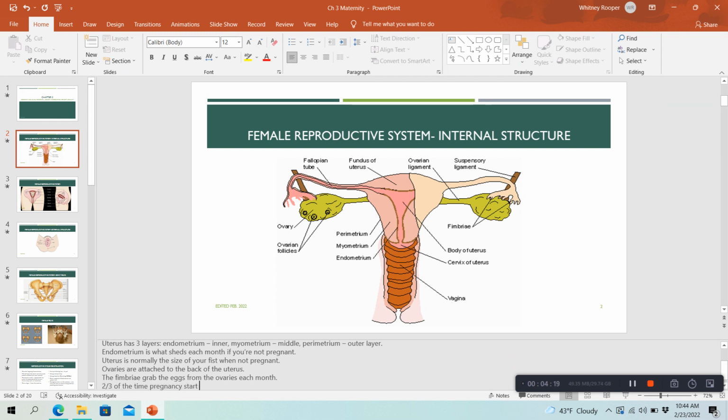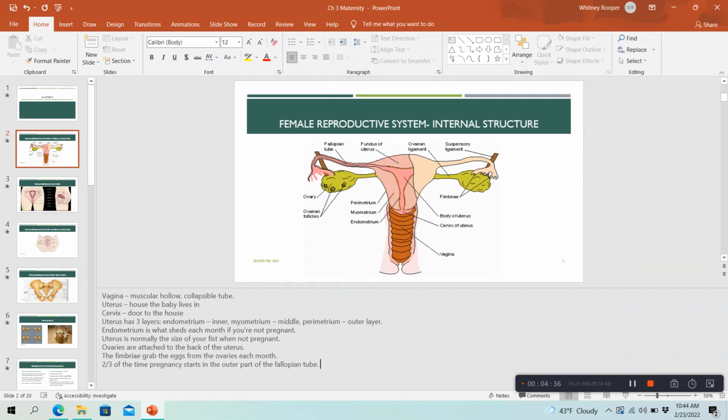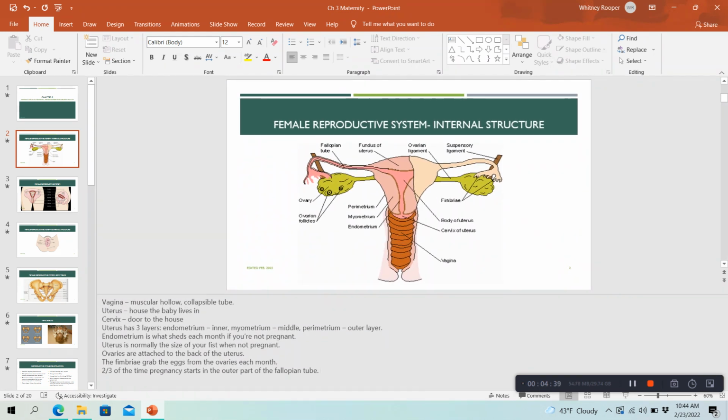Ovary, fallopian tube, uterus, endometrium, myometrium, perimetrium, those are the layers. Cervix, which is the door of the uterus, and the vagina. Those are the terms you need to be familiar with, able to see and define. I'm not going to ask you to fill it in on a chart, that's anatomy class. But we're going to be using these terms, so when I say the outer 2/3 of the fallopian tube, you need to be able to see in your mind what I'm talking about.